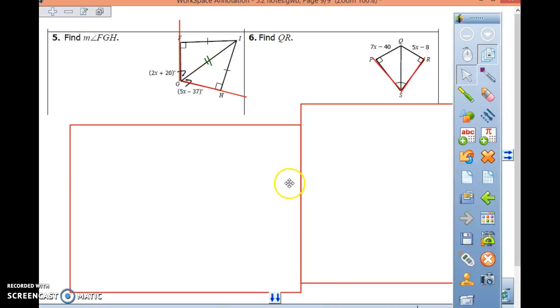Try these last two problems. Notice the angle that I highlighted is what we start with. When you're ready to see the answer, unpause the video.